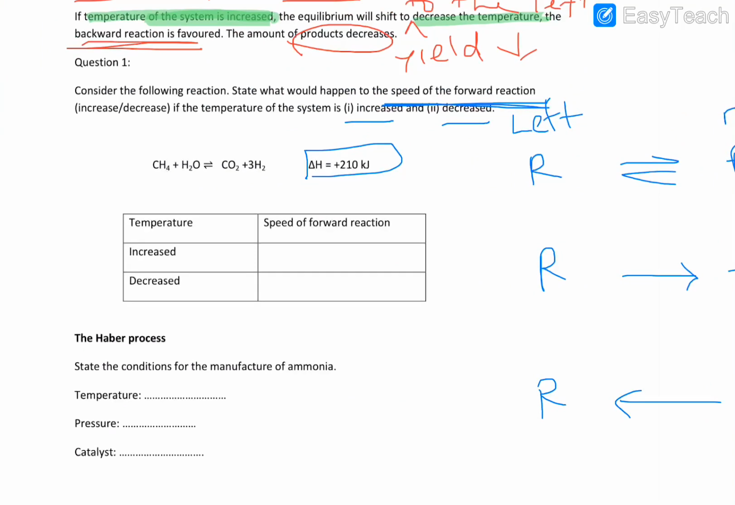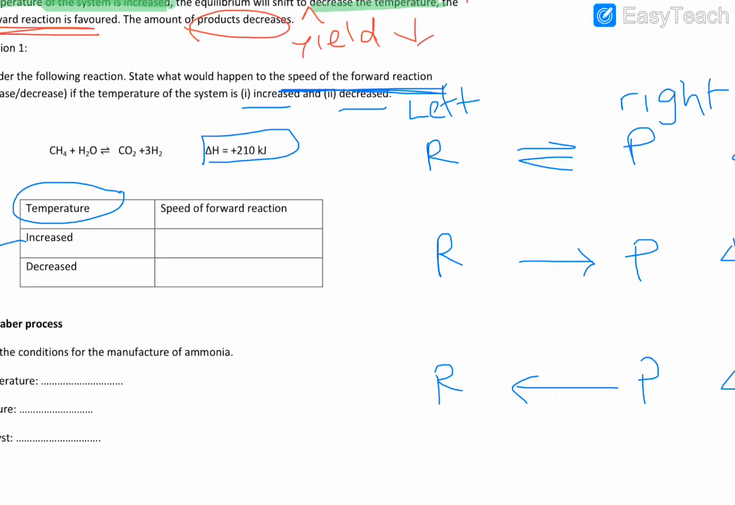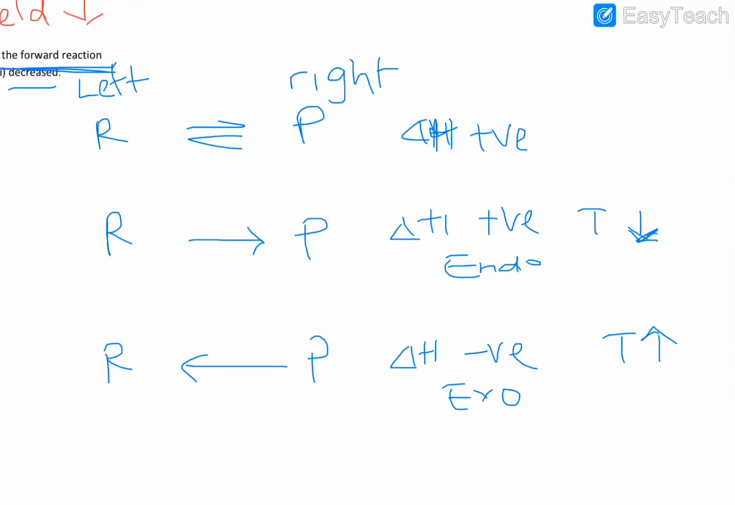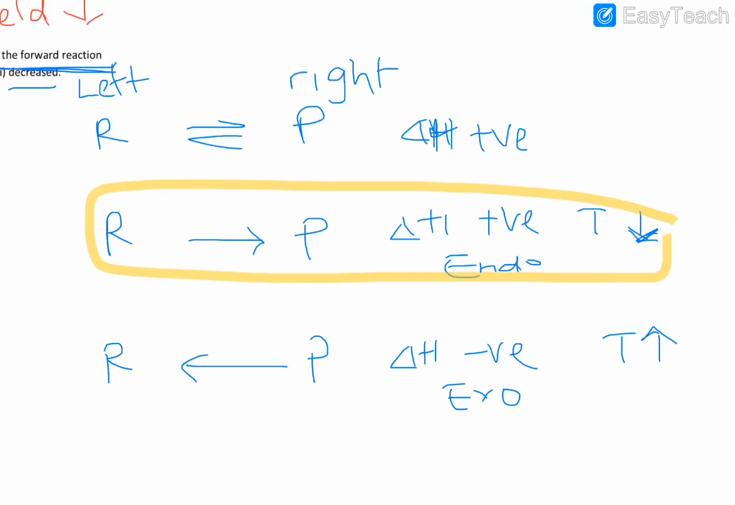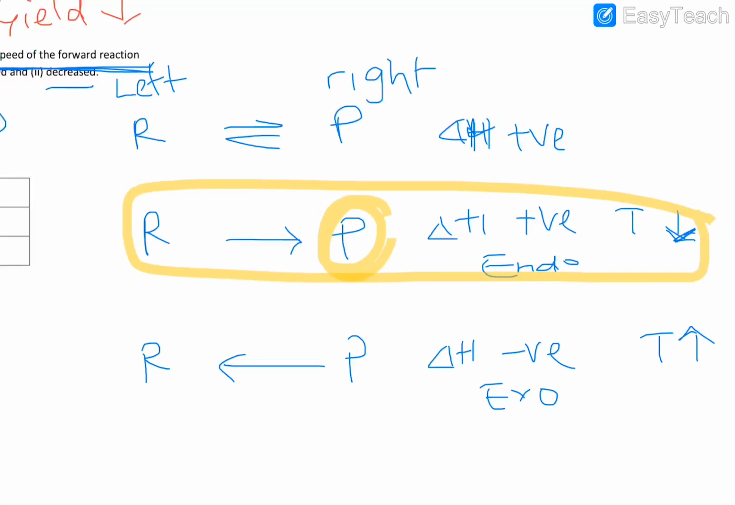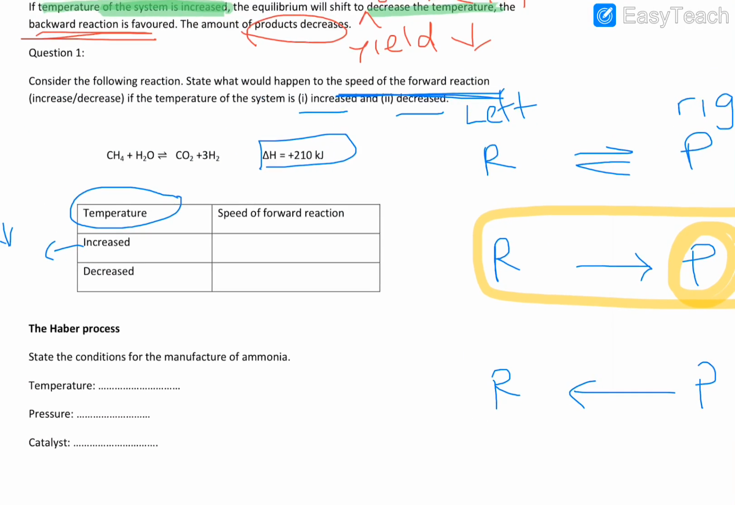Now, if temperature is increased, we are increasing the temperature, what will the equilibrium want to do? It will oppose it. So the equilibrium will want to decrease temperature. Which one decreases the temperature? It's this one. So we're going to have more products formed. So the speed of the forward reaction increased.